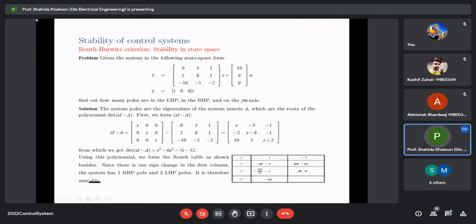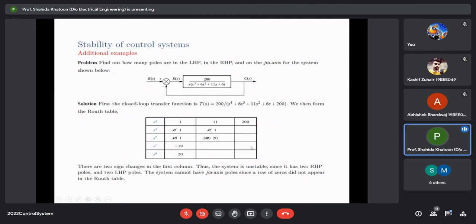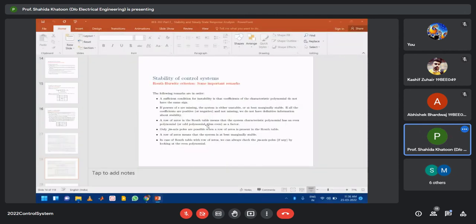Again, let us solve this problem. Find out how many poles are in the LHP, RHP, and on the j omega axis by using the Routh table. Try to solve this problem yourself, and I have given you the answer. You can verify the answer. All right.